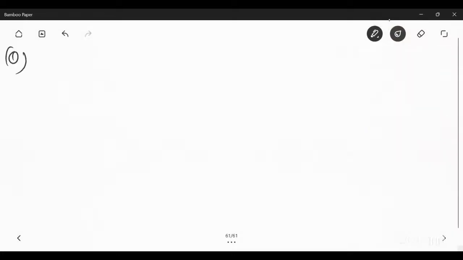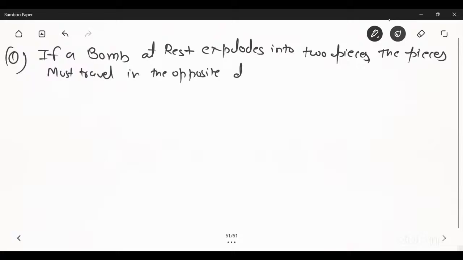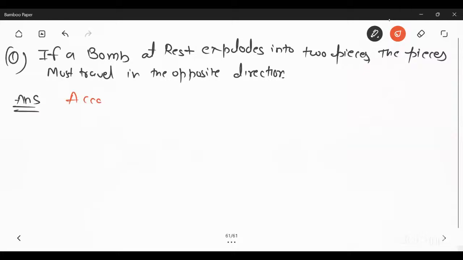Now the second question is, if a bomb at rest explodes into two pieces, the pieces must travel in opposite directions. How? The reason is the same, according to the law of conservation of momentum.